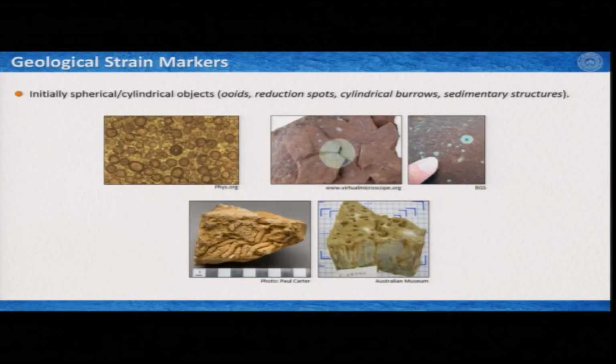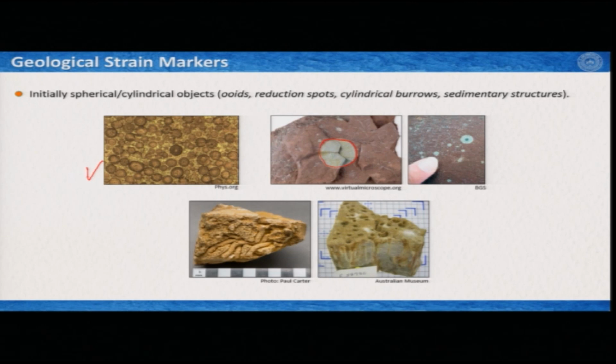Now let us have a look at some spherical or cylindrical objects, and here we mostly use some fossils and some typical geological features. What we see in the first image is a microstructure. These are ooids, which you mostly find in limestones, and then also in limestones you find a very typical geologic feature, which in this case is this circular thing known as a reduction spot. So these are very much circular and these are excellent strain markers.